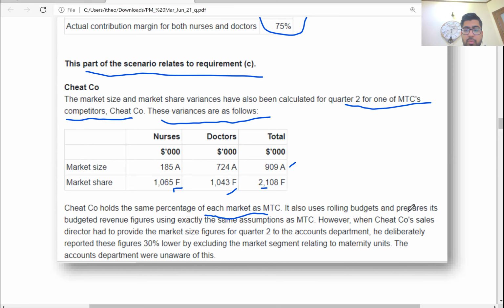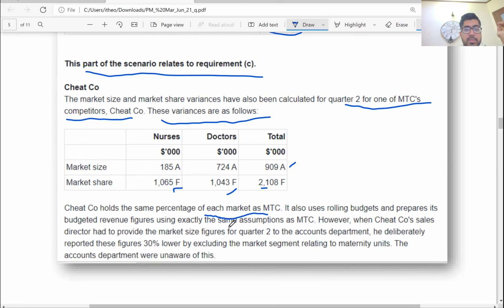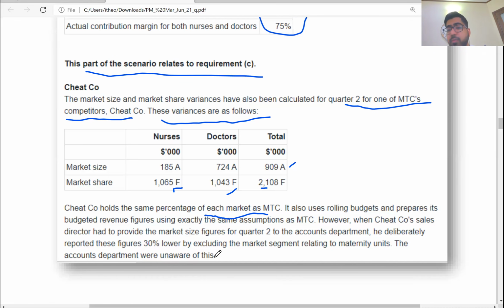It also uses rolling budgets, and prepares its budgeted revenue figures using exactly the same assumptions as MTC. However, when Cheat Company's sales director had to provide the market size figures for quarter 2 to the accounts department, he deliberately reported these figures 30% lower by excluding the market segment relating to maternity units. The accounts department were unaware of this. So in Cheat Company, there is some cheating going on. I will focus on that later when we solve this part.